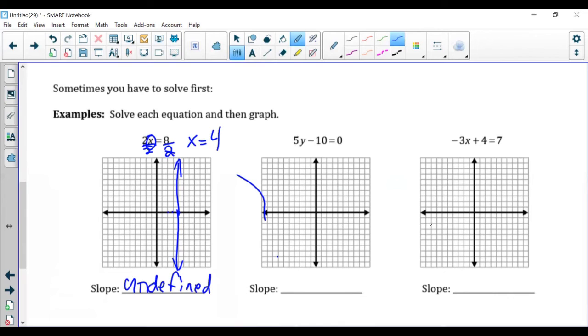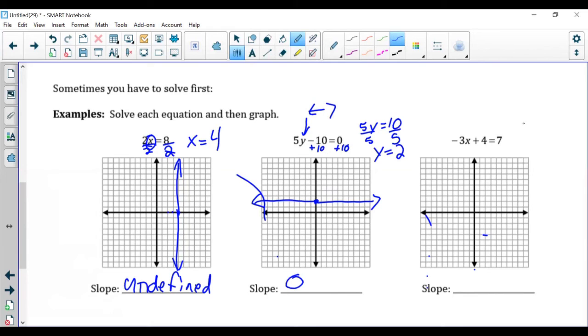All right, next. Look, this only has a y, so we know this is going to be a horizontal one. But we got to solve it for y. So let's add 10 to both sides. So I get 5y equals 10. Then I divide both sides by 5, so y equals 2. So it's going to be a horizontal line where y equals 2. Remember, what is the slope of a horizontal line? 0, because it has no rise, it's all run.